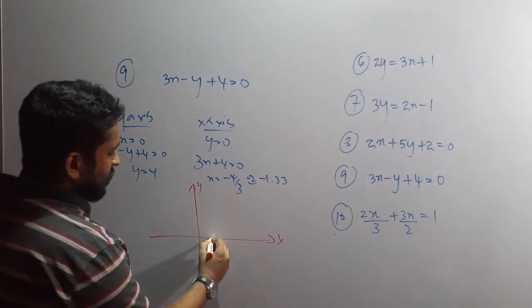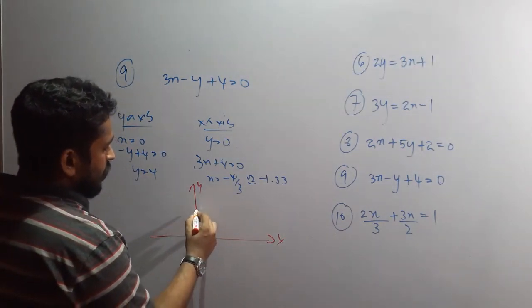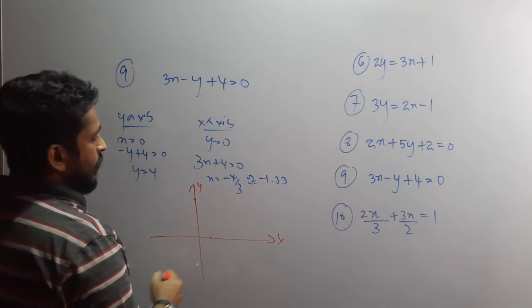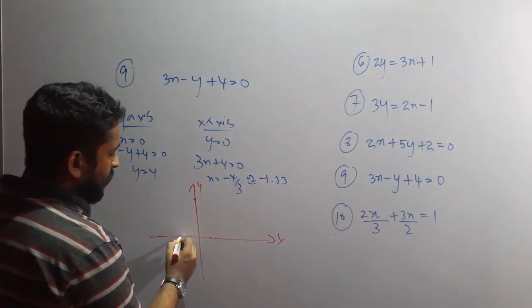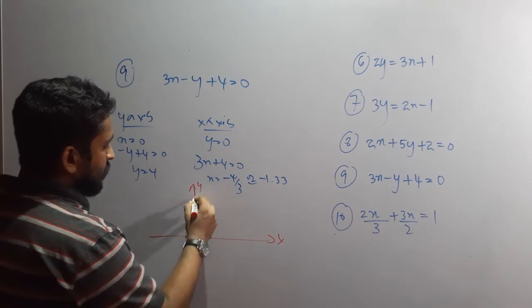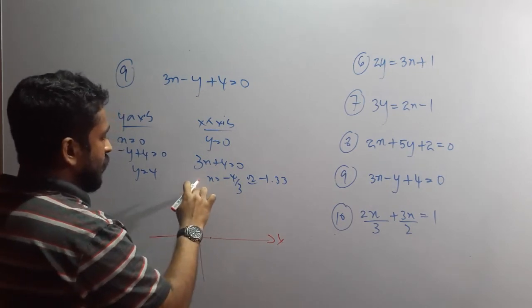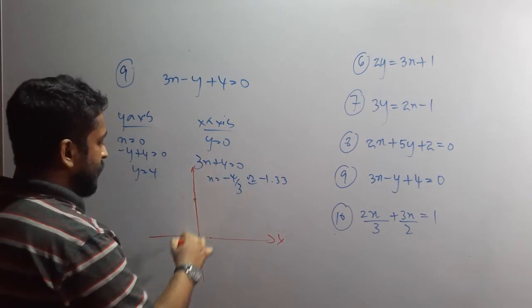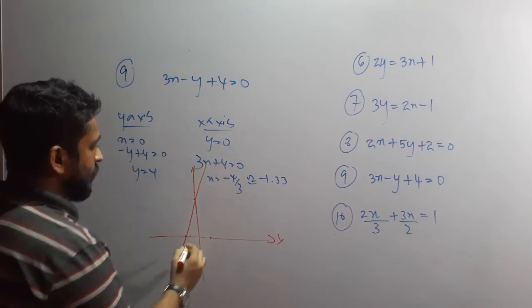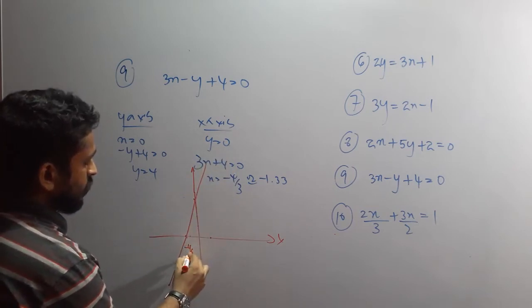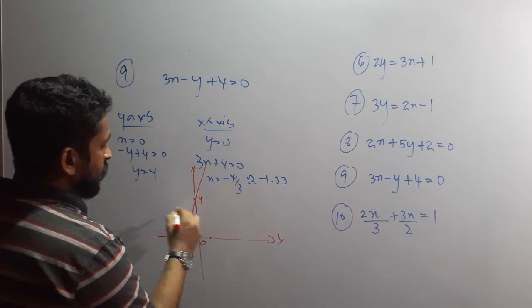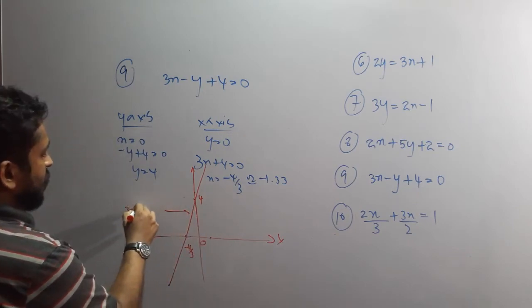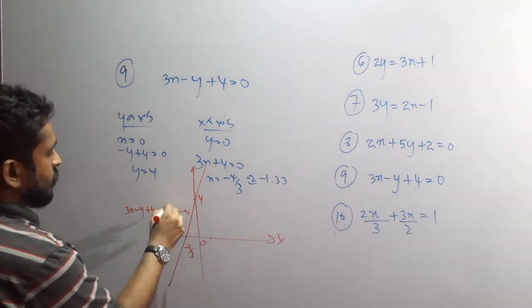So it is like this, okay, this is 4, and x equals minus 1 point something, like here. Get them connected without cutting any values. Get them connected. This is minus 4 by 3, this is 4, 0. Name the graph, 3x minus y plus 4 equals 0. Hold on.